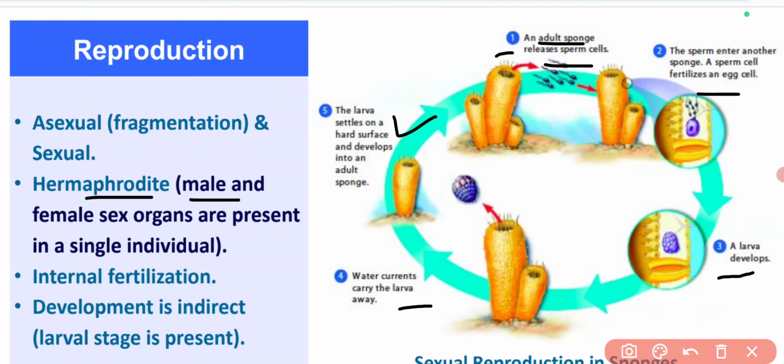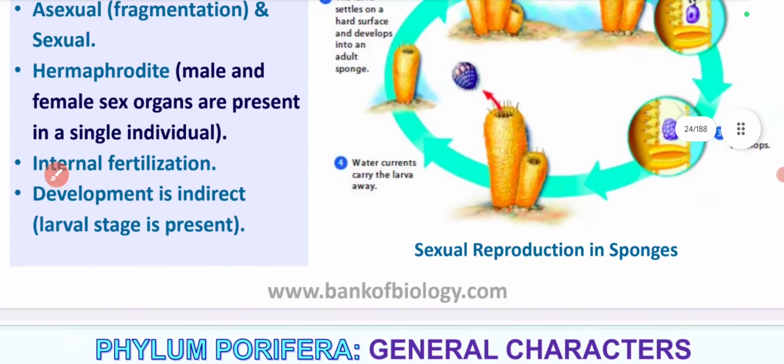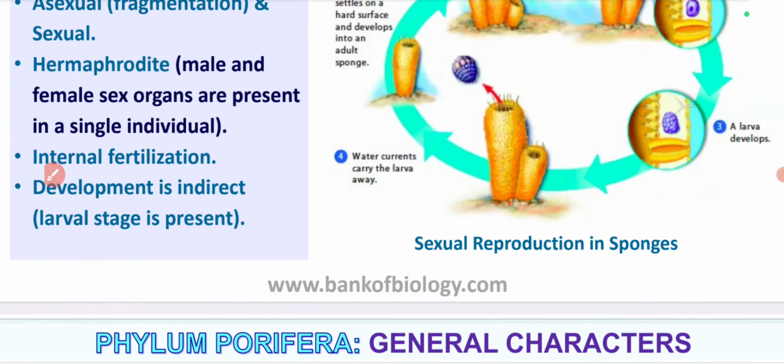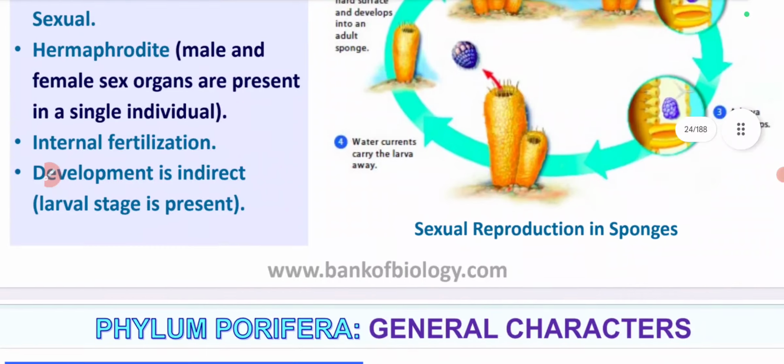Hermaphrodite means male and female sex organs are present in a single individual, bisexual we can say. Fertilization is internal, not external. Development is indirect, that is, a larval stage is present. No parental care is found during the development of the larva.